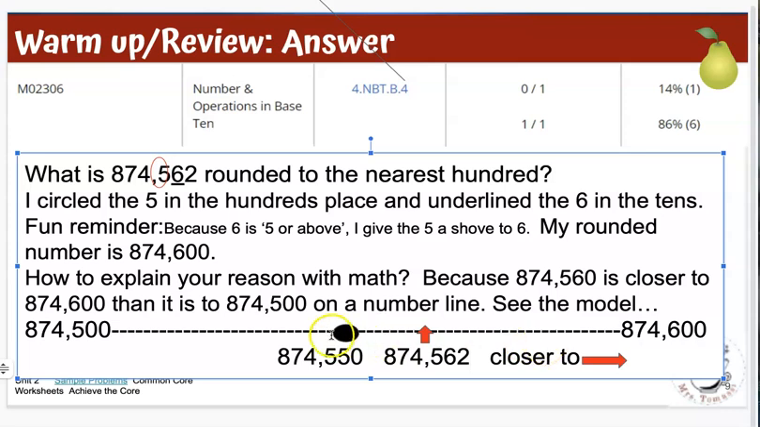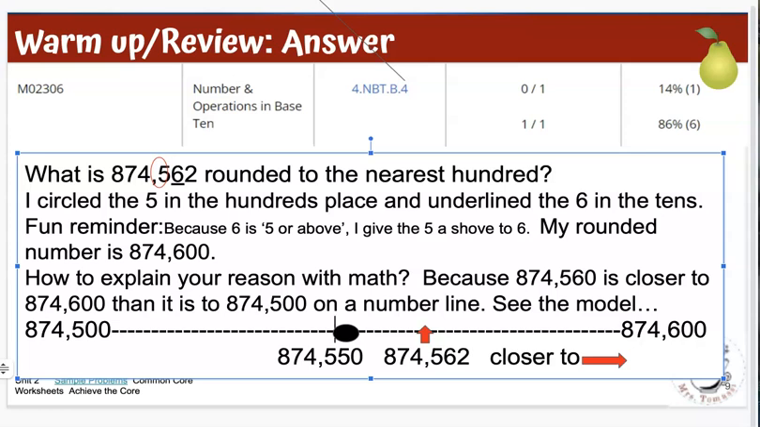If this was 549, I would be closer to the 500 than to the 600. So that's why with 4 or less, we let it rest, but with 5 or above, we give it a shove up. That's how you would explain that thinking, and this would be a beautiful example of a model.